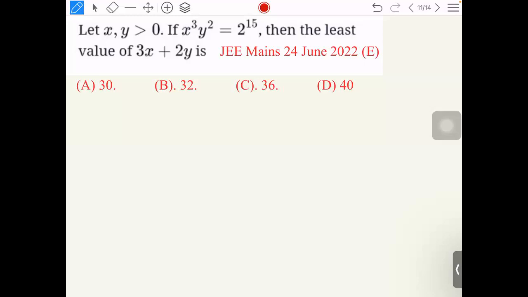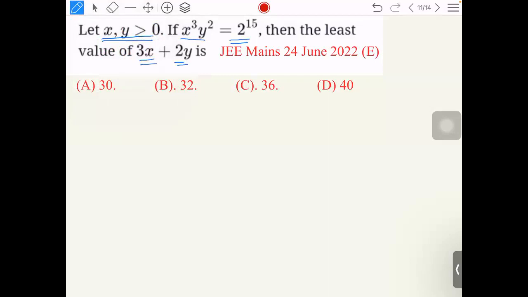So this is the question which came in JEE Main 22. It says that x, y is a positive number. Okay, this is a big hint. If it is given, that means you can think that we have to apply the AM-GM inequality. So this is given. And then the next information is x cube y squared is equal to 2 raised to 15. Then find the least value of 3x plus 2y.